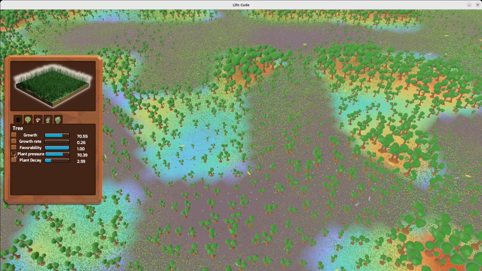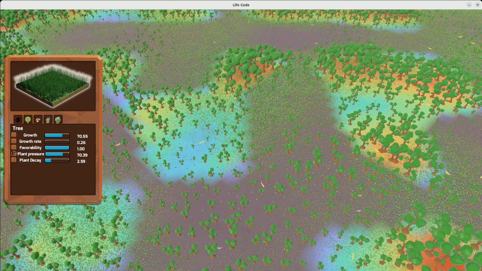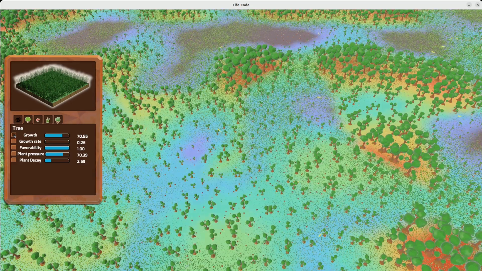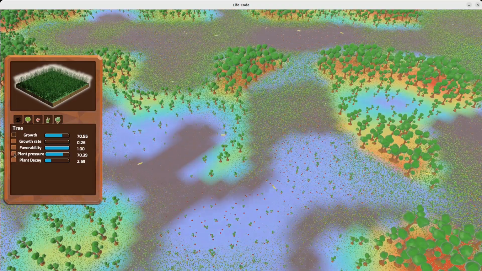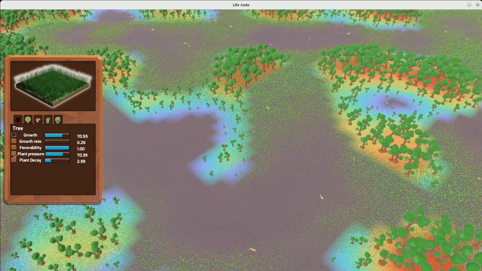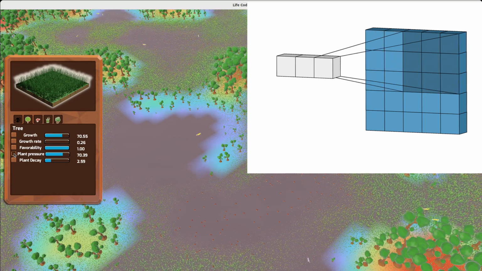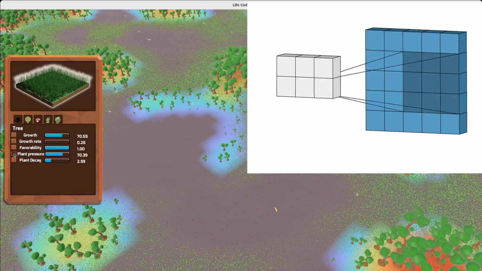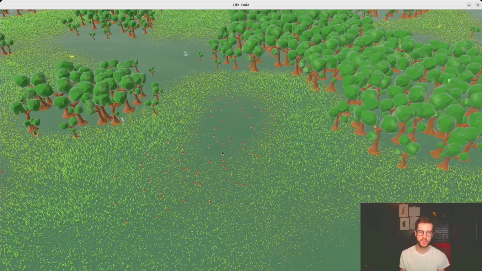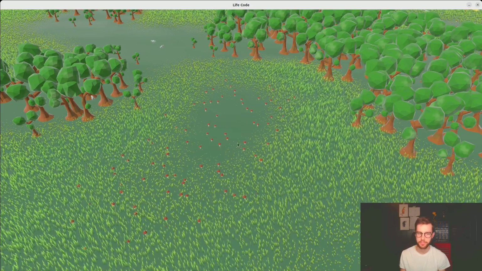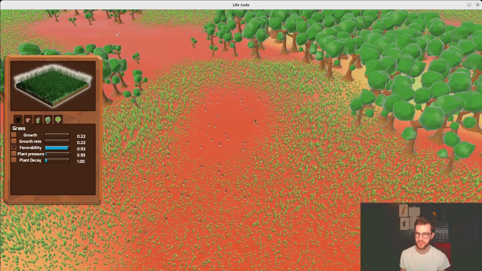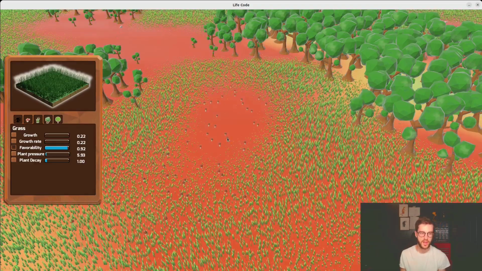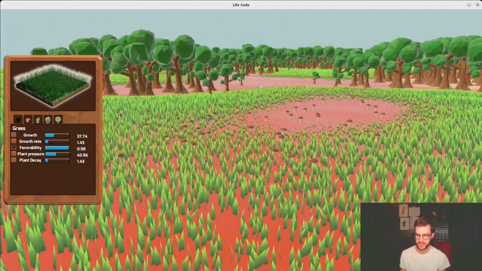This is compared to other plants in the same area in order to decide how much of the available energy each plant is promised. The plant pressure is calculated based on the surrounding growth and adjusted with the plant's favorability. Looking at this spot over here, we can see mushrooms have pushed back the grass growth even though the grass favorability is very high here. And here we see them growing side by side.